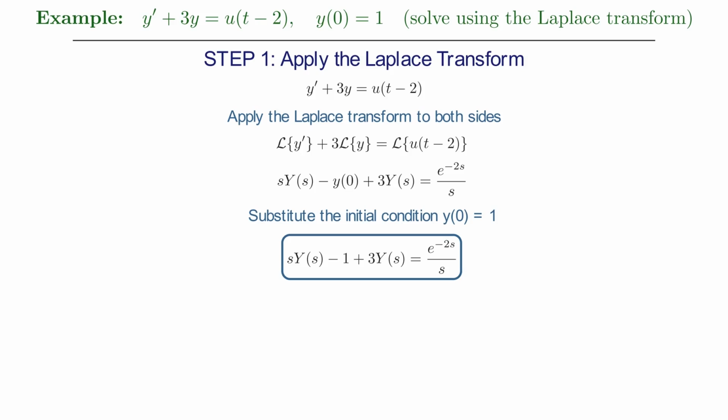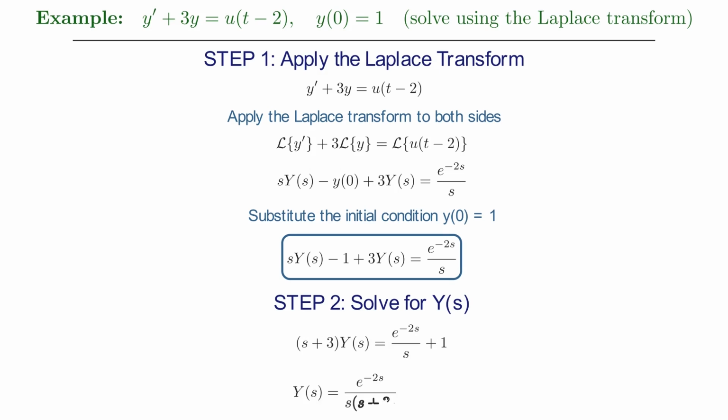So what we need to do now is to solve this for capital Y of s. Collecting the like terms on the left-hand side for the Y of s, this is equal to s plus 3 times capital Y of s. Bringing that minus 1 over to the right-hand side, it becomes plus 1. So this is equal to e to the minus 2s over s, plus 1. And then dividing by that coefficient, the s plus 3, we get the solution in the s domain that capital Y of s is equal to e to the minus 2s over s times s plus 3, plus 1 over s plus 3.